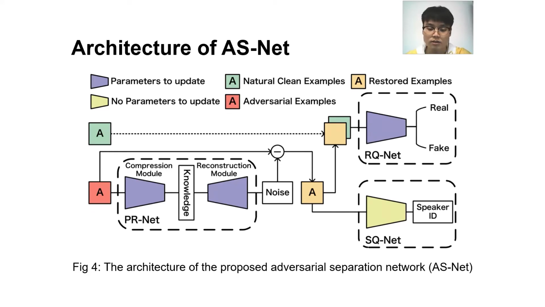ASNet's process overview is as follows. After the adversarial speeches are input into a system, the compression module of PRNet first extracts the relevant knowledge about the adversarial perturbations from speeches. Then, PRNet reconstructs the perturbation based on the knowledge. Afterwards, the results of the input speeches minus the reconstructed perturbations are the restored natural speeches.